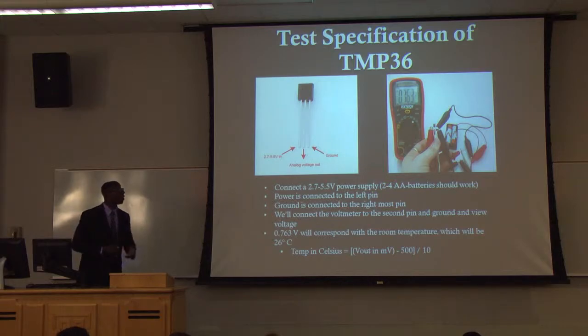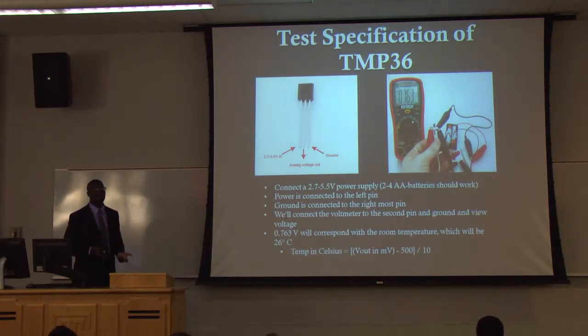So what we have here is now just basically a test of the system at room temperature, giving a voltage of 763 millivolts, which corresponds with room temperature. Through this equation down here, we get room temperature at 26 degrees Celsius.